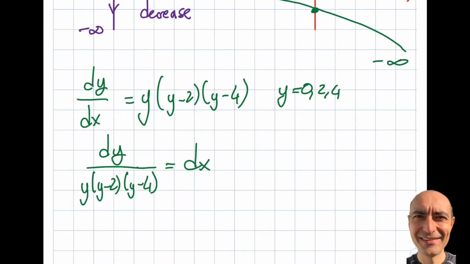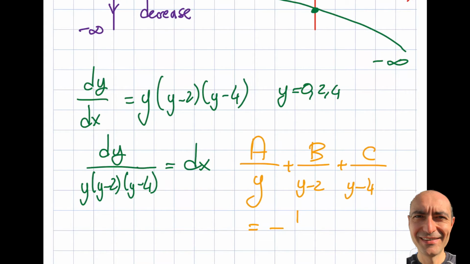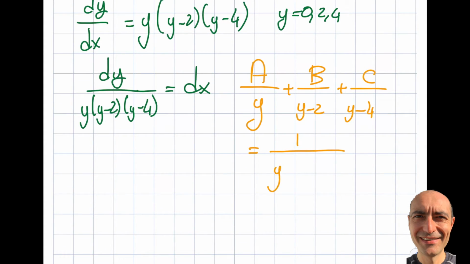So now I have to take the integral of this equation. Obviously, it will not be that easy to take the integral of 1 over y times y minus 2 times y minus 4. I will do one of the oldest tricks in the book, so I would like you to be cognizant of this. The approach is, I always do this if it's a multiplication: A over y, I don't know what A is, plus B over y minus 2 plus C over y minus 4, I ran out of space, will be equal to 1 over y times y minus 2 times y minus 4.